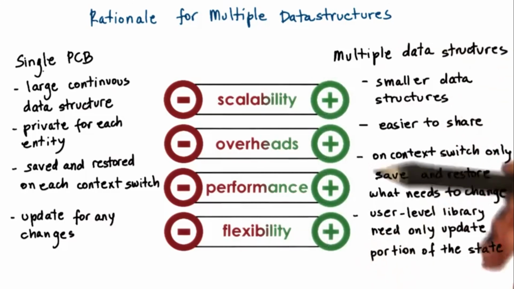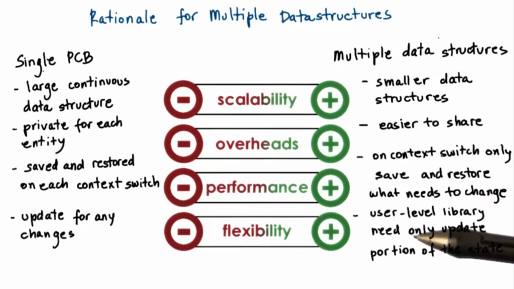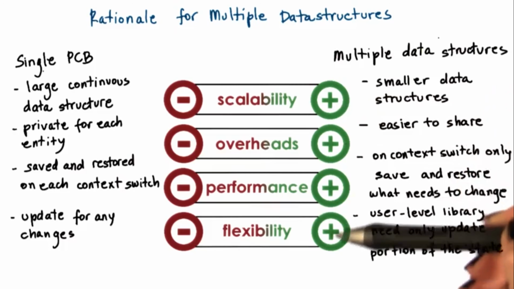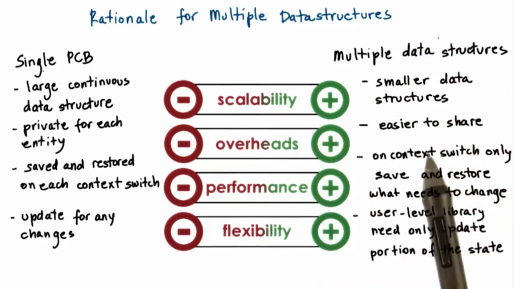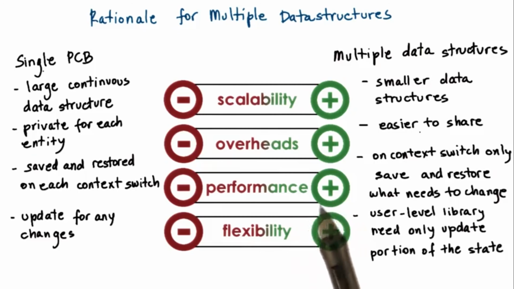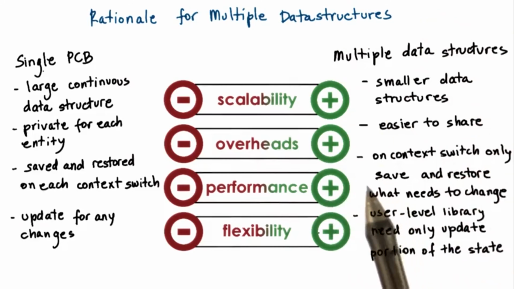All in all, this trend to use multiple data structures leads to improvements across the board. We gain on scalability and on overheads, because we don't have to have separate copies for everyone. We have improvements in performance because context switch time can be reduced, and we have more flexibility. As a result, operating systems today typically adopt this type of approach for organizing information about their execution context.